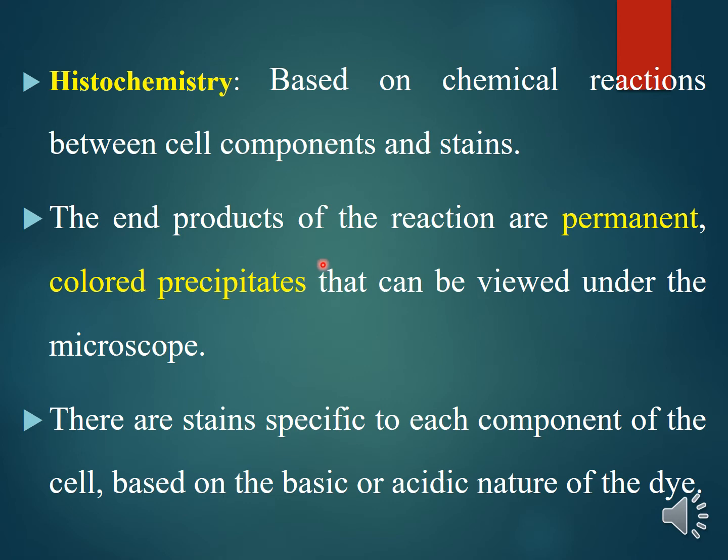The end products of this reaction are permanent colored precipitates. The color will enable us to see the site we are examining, which can be viewed under the microscope. There are stains specific to each component of the cell based on the basic or acidic nature of the dye.